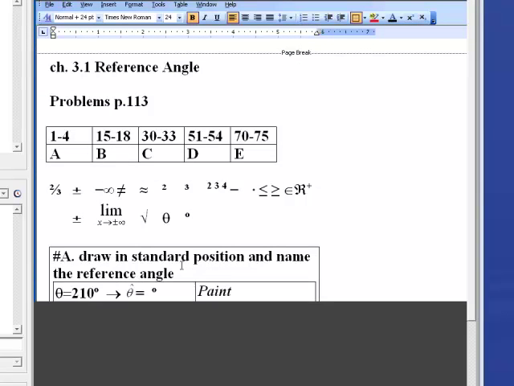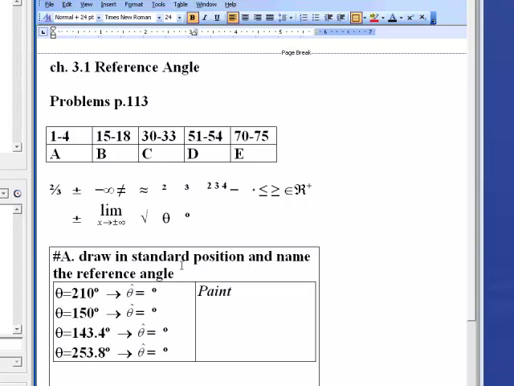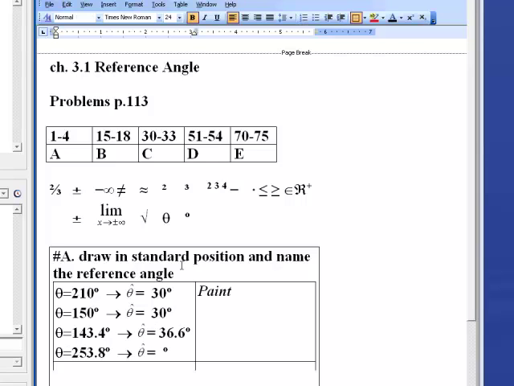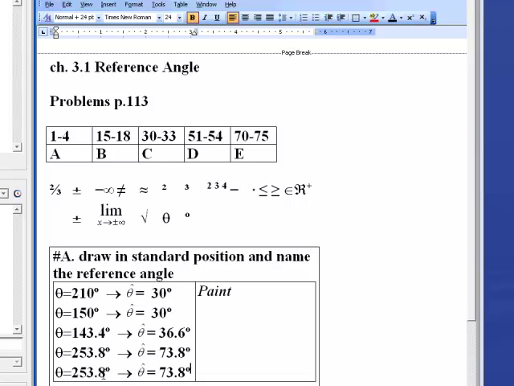So the first one came out to 30 degrees, the reference angle 30 degrees, the reference angle 36.6 degrees. And this one came out to, let's see, I didn't actually name it earlier, 73.8 degrees. And then I actually did one more, which was 311.7, I believe, and that came out to 48.3 degrees.